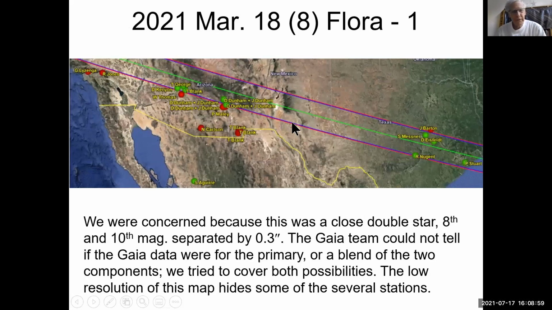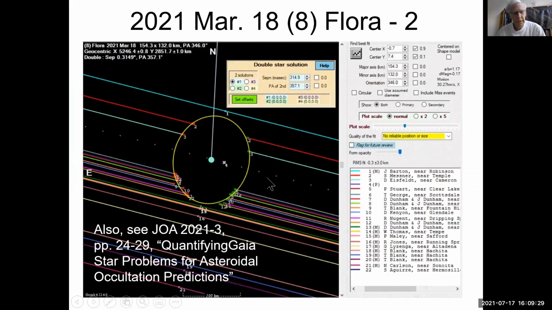And another event concerned a double star, which had a separation of only 0.3 of a second of arc. The Gaia team could not tell what the position in the Gaia catalog was. Was it for the primary star or a blend of the two? So we tried to cover both circumstances and set up several stations, and it turned out the prediction was pretty good, assuming it was the primary star and not any blend.